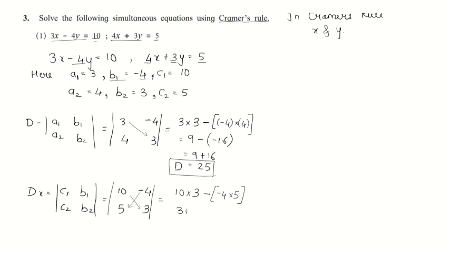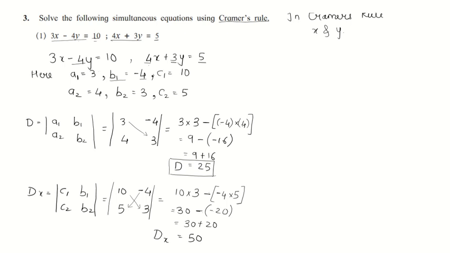10 into 3 is 30. This minus sign here, minus 4 into 5 is 20. And minus into plus is minus 20. Therefore, 30 minus into minus is plus. 30 plus 20 we get as 50. So dx we got 50.